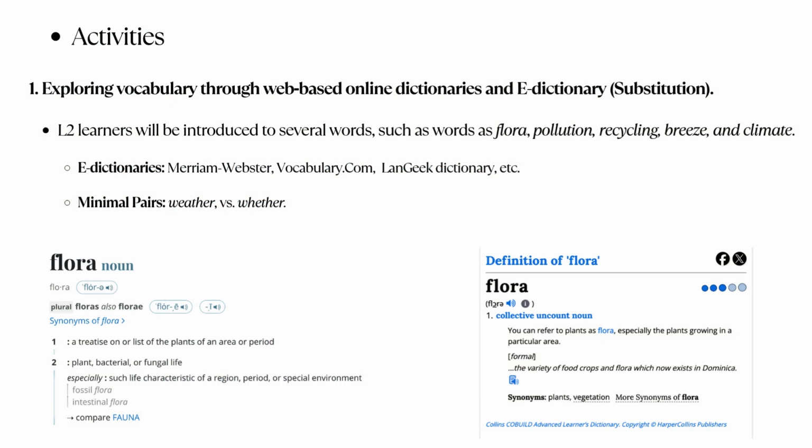Starting with the first activity, which is about exploring vocabulary through websites and e-dictionaries. In this activity, the second language learners will be introduced to a number of websites that provide words related to the environment. The students have to explore words such as pollution, recycling, breeze, climate, and so on. These websites don't only provide authentic articles, but also features such as pronunciation similar to native speakers, which can help the learners to improve and practice listening.